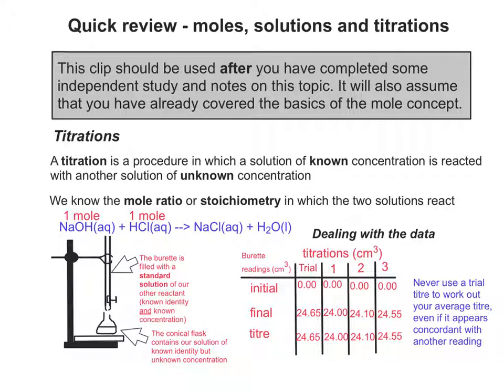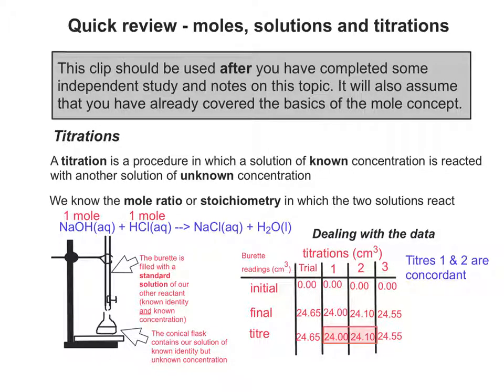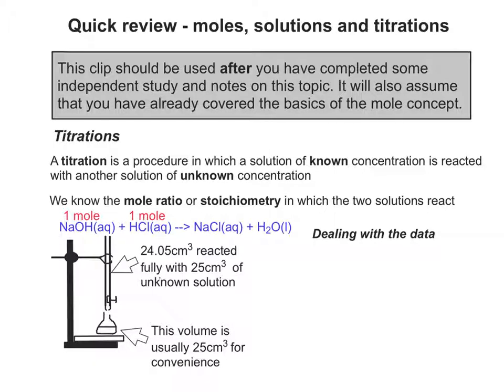So let's get to work with this data and see what we can do with it. So we can start by saying titers 1 and 2 are concordant. So if you average those two values, titers 1 and 2, that gives you 24.05 cm³. So coming back to our burette and our conical flask, the volume we usually use is 25 cm³ in the conical flask for convenience. So in the burette, we know that 24.05 cm³ reacted fully with 25 cm³ of your unknown solution.